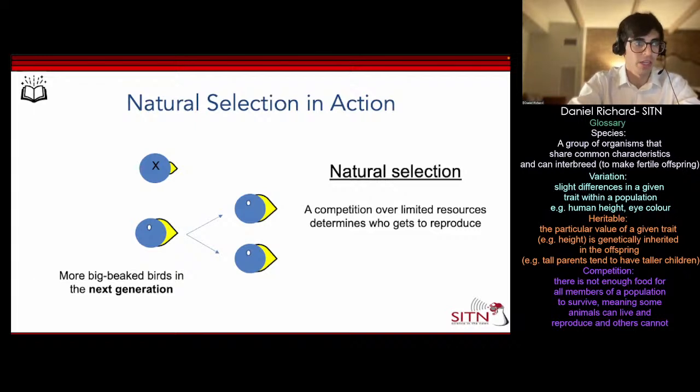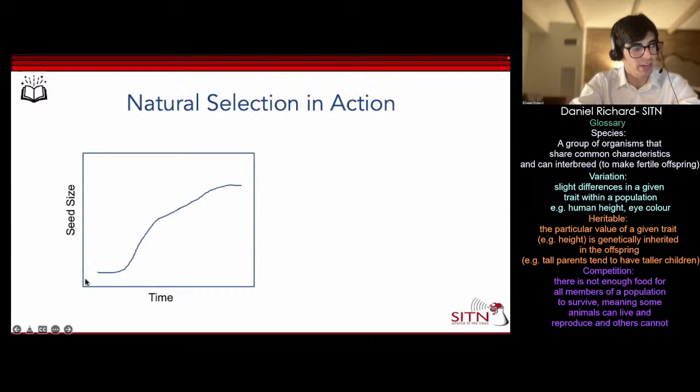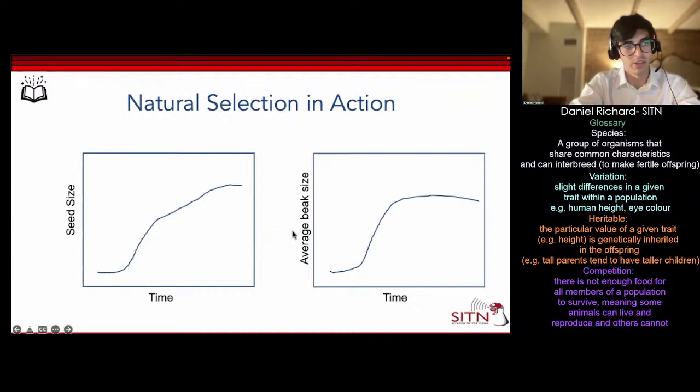So in this example, if big-beaked birds tend to make more big-beaked birds and big-beaked birds are surviving better, then you would expect that over time, as the size of seeds on the island gets larger, the average beak size of finches on that island would also get larger, because those big-beaked birds can eat those bigger seeds, they have more offspring, and so in successive generations, you get bigger and bigger beak size, getting selected for would be the phrase.